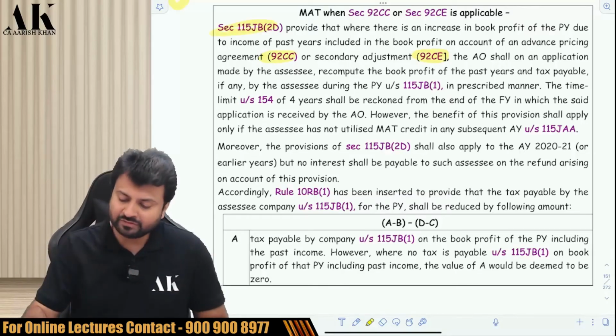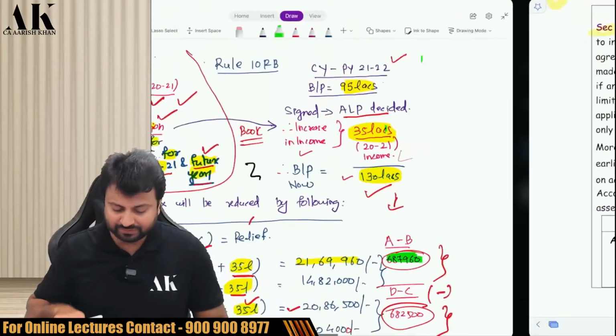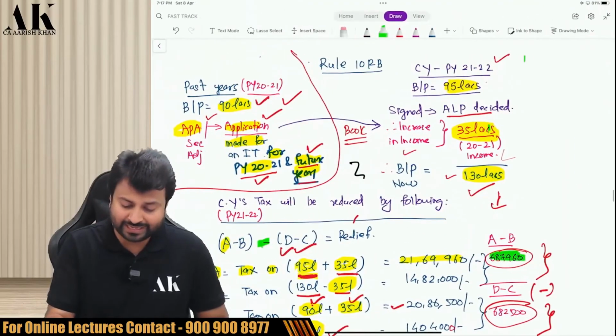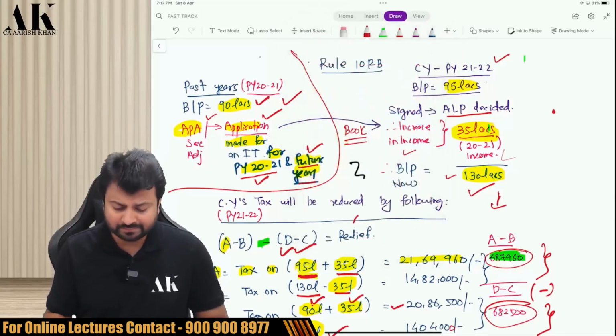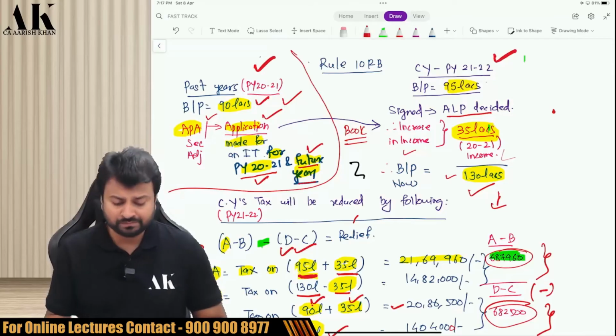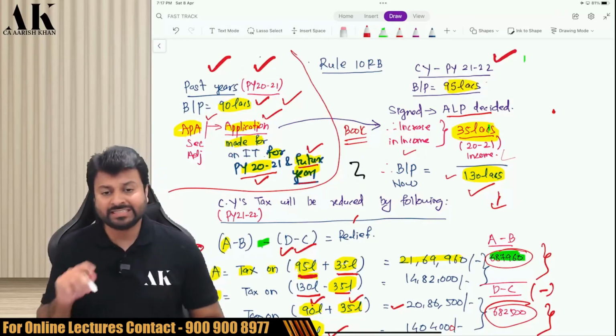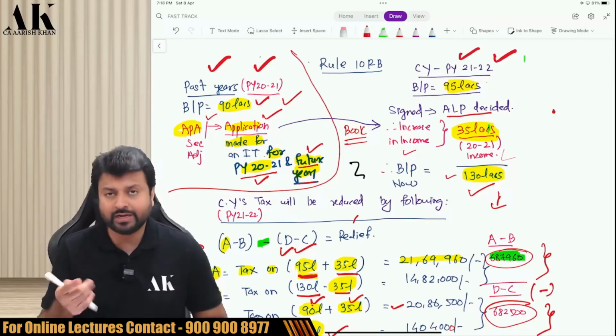Now, to explain this provision, I have made one example over here. With the help of that example, I'll be explaining you this provision entirely. Okay. So pay absolute attention now. There are 2 years over here. One is previous year 2020-21, another is previous year 21-22. Previous year 2020-21 is the past year and previous year 21-22 is the current year.